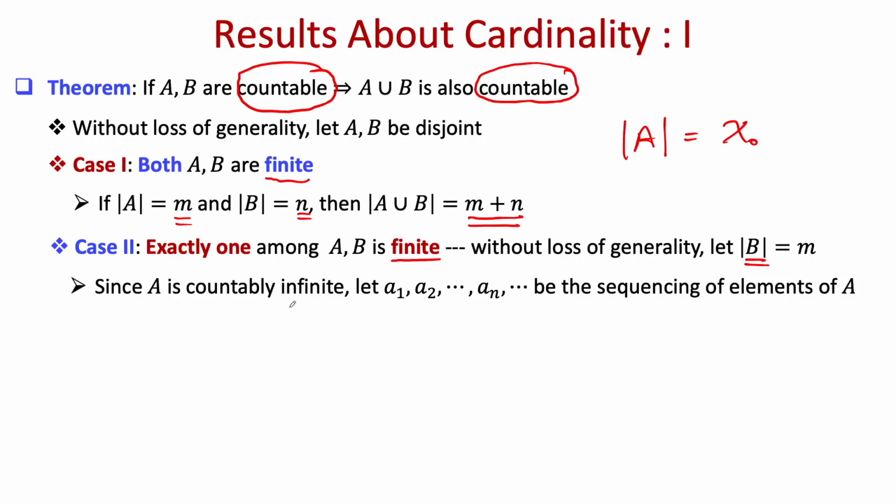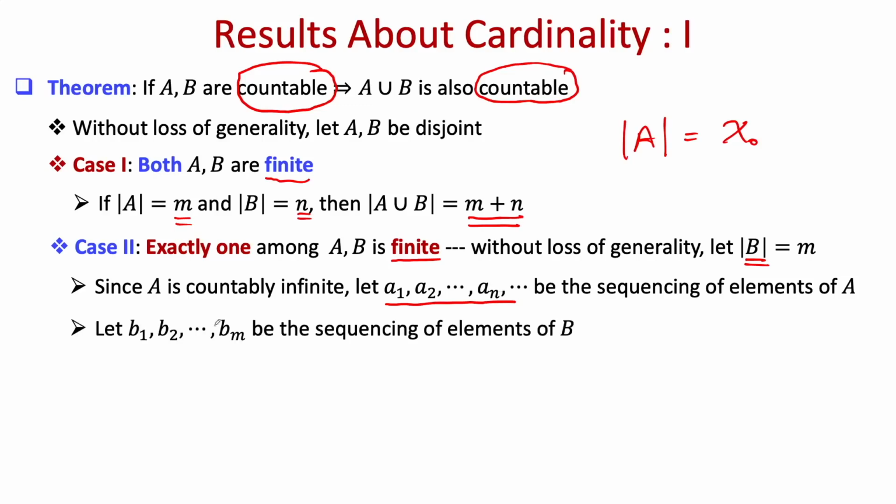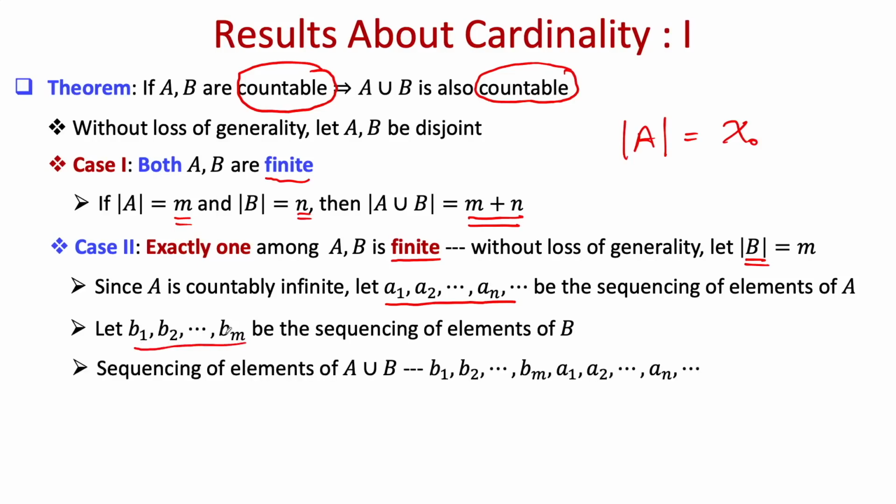So the idea here is that since A is countably infinite, it will have some valid sequencing of its elements. So let that valid sequencing be A1, A2, An and so on. And of course we know that the set B has m number of elements. So let the elements be B1 to Bm. So we can list down the elements of A union B as follows. First, list down the elements of the set B, which are finite in number, m in number, followed by the elements of the set A.